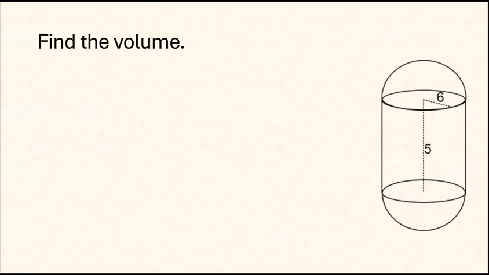Okay, the next example. This is a compound shape. It is called a capsule, and it is a sphere split in half with a cylinder sandwiched inside. So we're going to have to use 2 volume formulas. The volume of a sphere is V equals 4/3 pi r cubed, and the volume of the cylinder is V equals pi r squared times height.